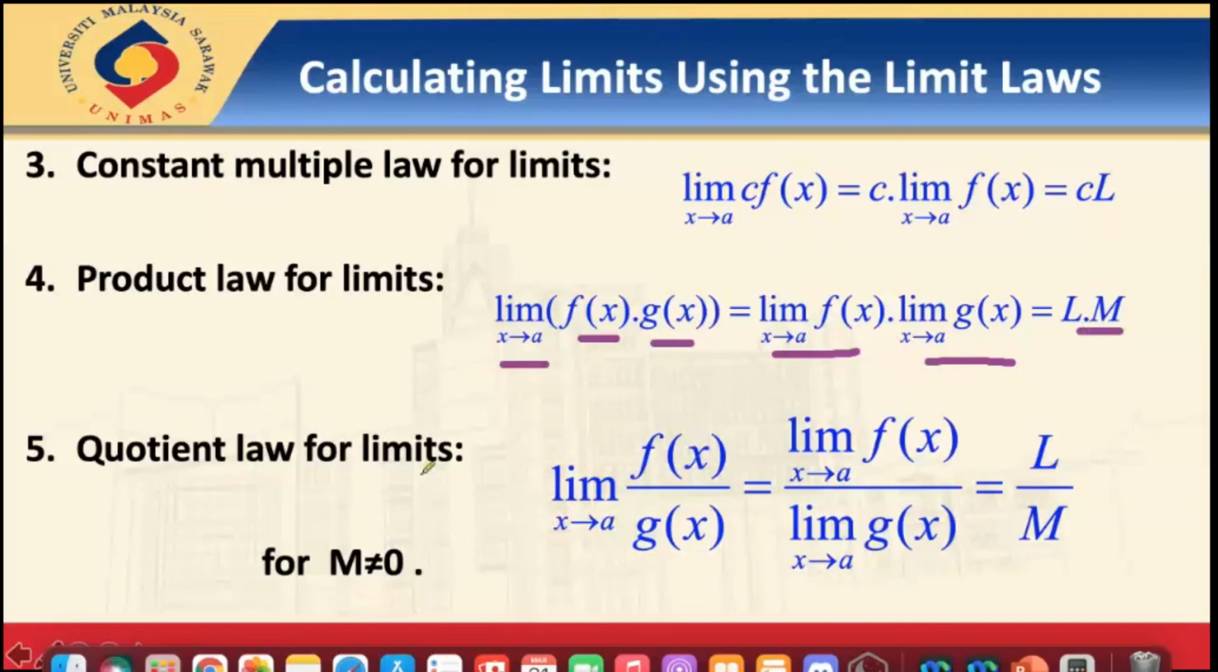And the quotient law is the division, like f of x divided by g of x. So whatever value you get, limit of that. It is also equal to, if you find the limit of f of x first and then limit of g of x, and then divide the limit of f of x by the limit of g of x, you will get this value. So it means the limit also obeys the quotient law.